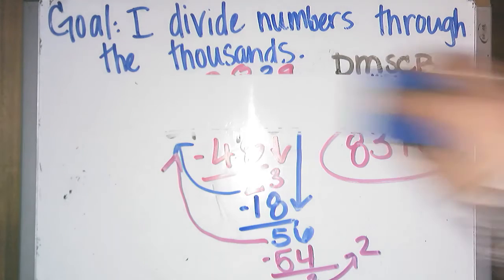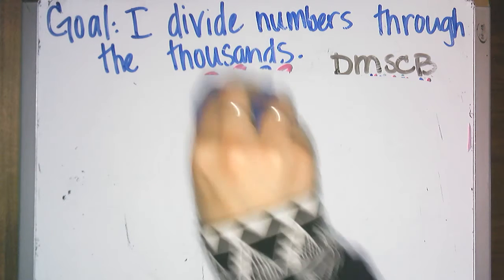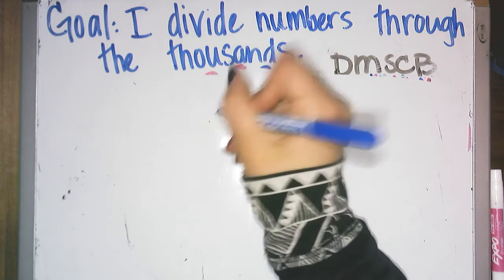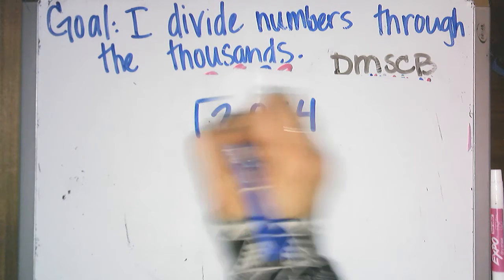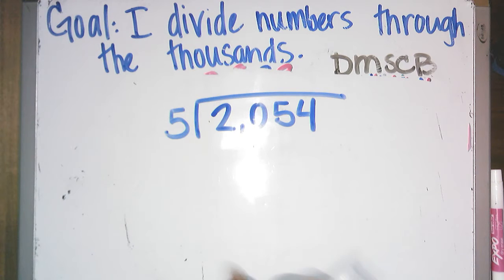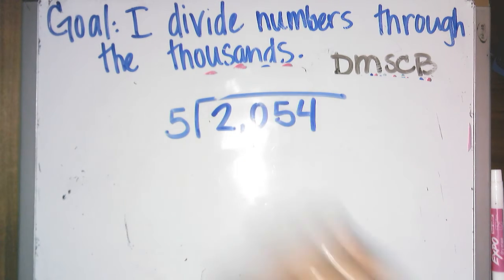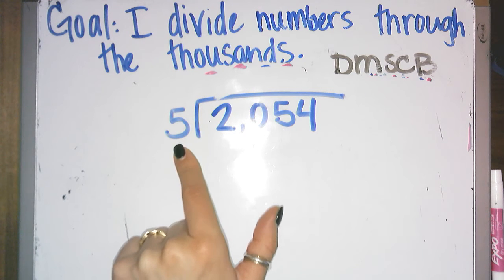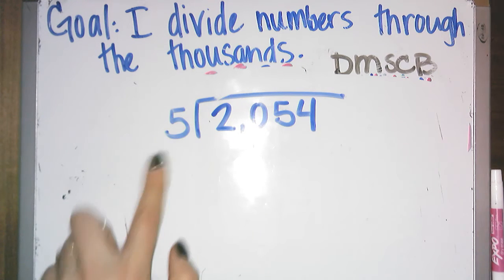We will do one more example. So 2,054 divided by 5. Again, I start with divide. 2 divided by 5. If I want to use my multiplication chart, I am looking in the 5s column this time because that is my number on the side.